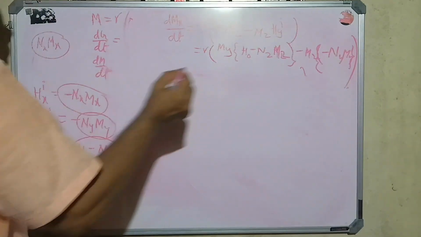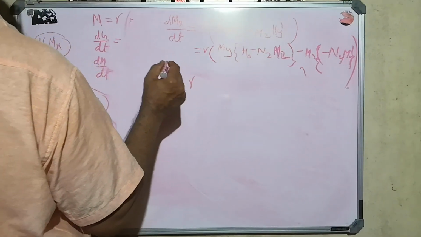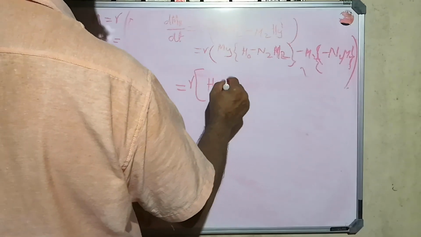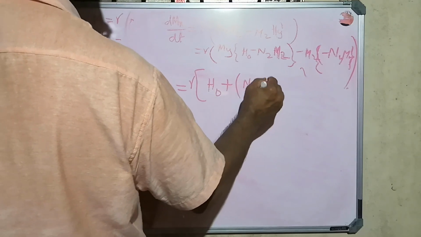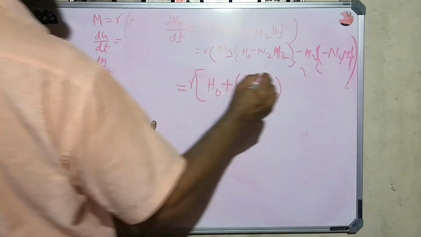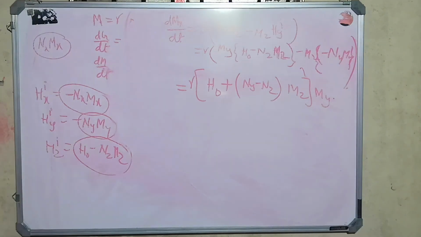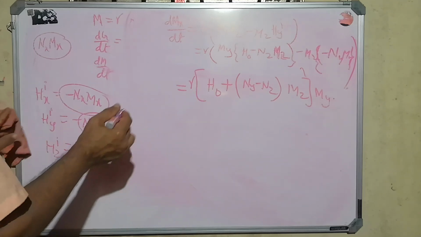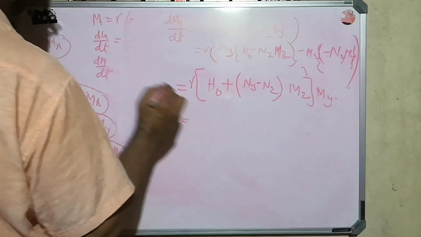After simplification, that is, taking the common terms outside and collecting the terms, gamma into h naught plus ny minus nz into mz into my. So this is the expression you are getting. Similarly, you can substitute the value in the case of dmy by dt.